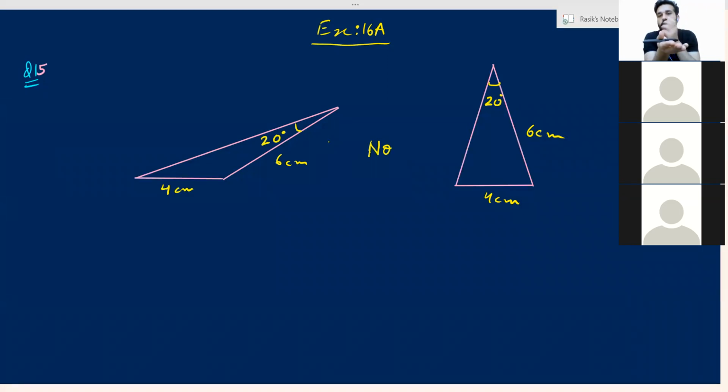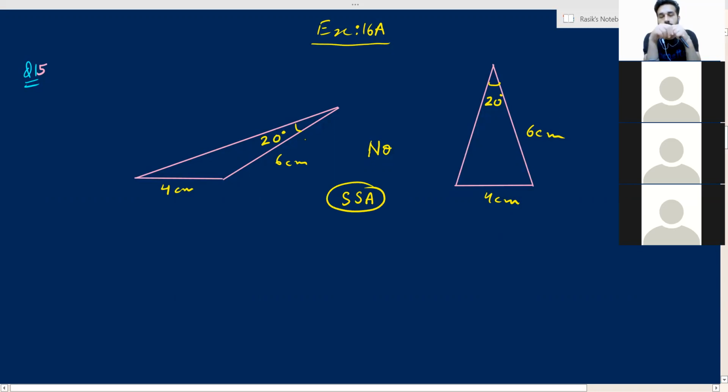The first one is an obtuse angle triangle, the second one is an acute angle triangle. So obviously they are not congruent, shape is entirely different. So answer is no, because what is the reason? Because they are showing an SSA criteria.